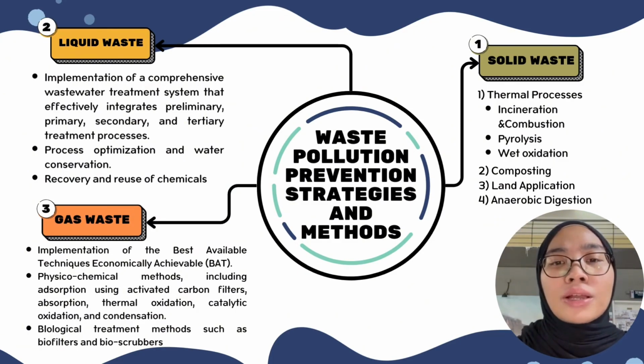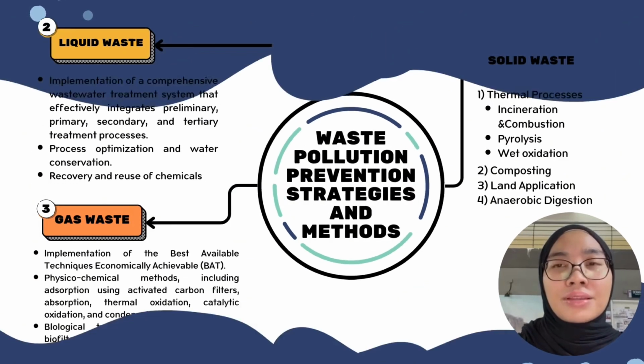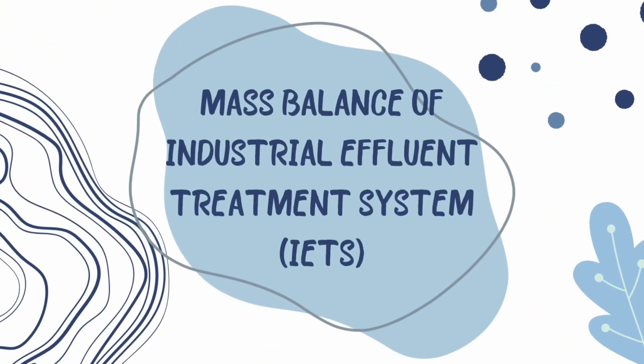To ensure compliance with environmental regulations, industries adopt best available technique BAT as outlined in the Environmental Quality Clean Air Regulation 2014. This technique focuses on optimizing industrial processes, improving emission control systems, and using cleaner production technology to minimize air pollution. By integrating these strategies, the pulp and paper industry can significantly reduce gaseous emissions, improve air quality, and support sustainable environmental practices.